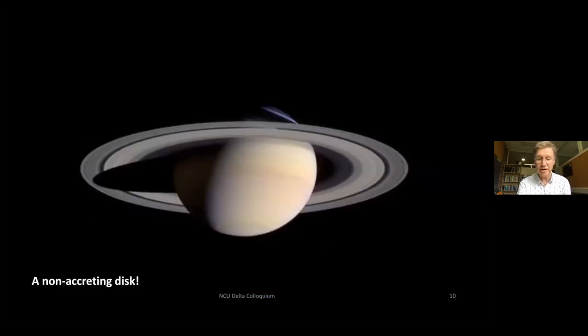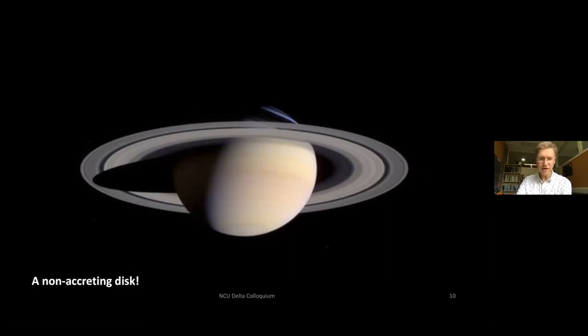And we can look around in the universe and find examples of disks that are not accreting. This is a very famous example of a disk that is not accreting, and it's not accreting for the same reason. The particles that make up the rings of Saturn, and of course the small moonlets in there too, have angular momentum, and they just quite happily go around Saturn for potentially billions of years.